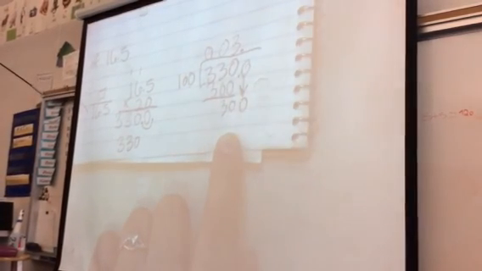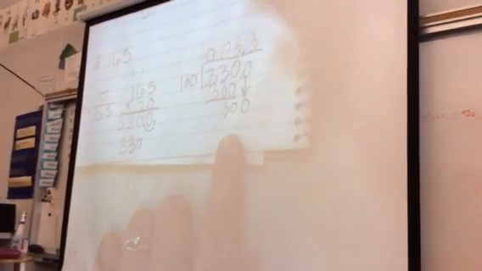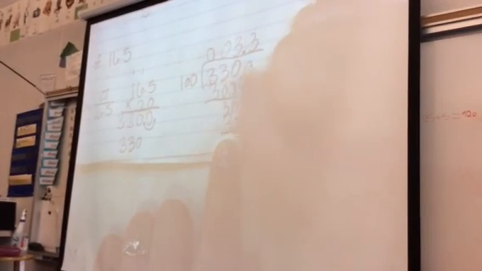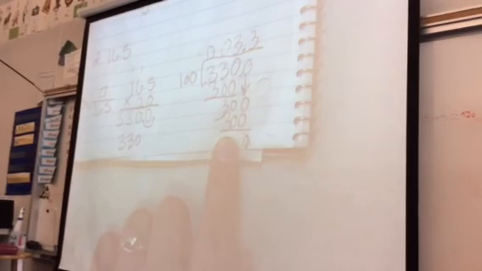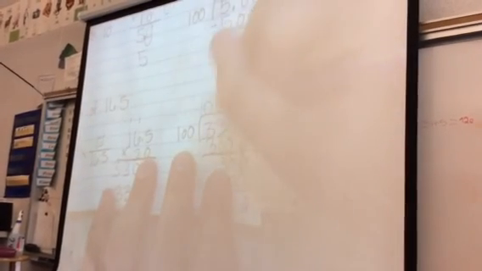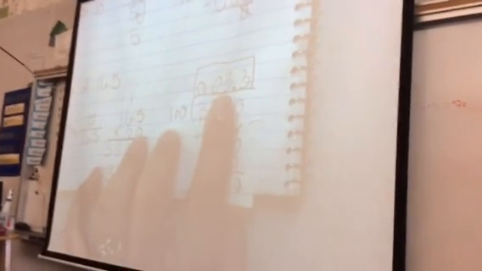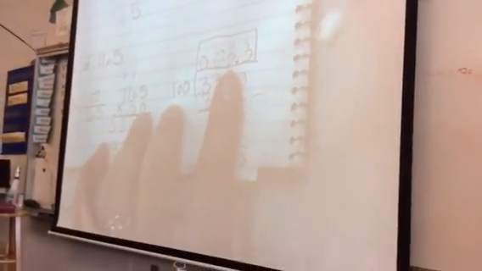100 can go into 300 how many times? 3 times. 3 times 100 is 300. We're going to subtract, it equals 0. It is smaller. So 20% of 16.5 is what? 3.3. Okay.